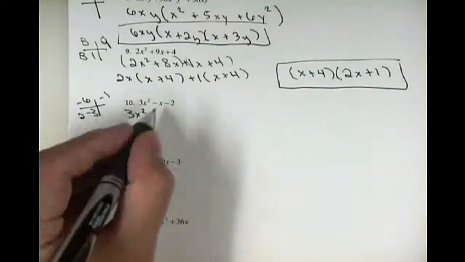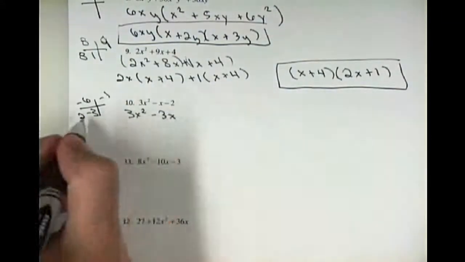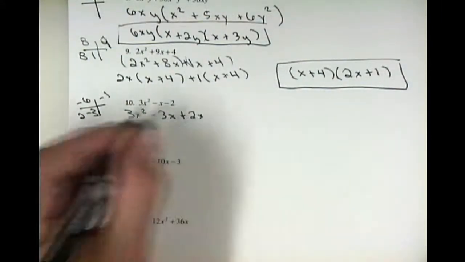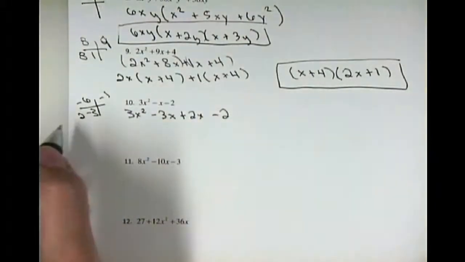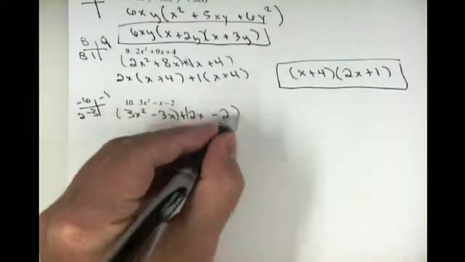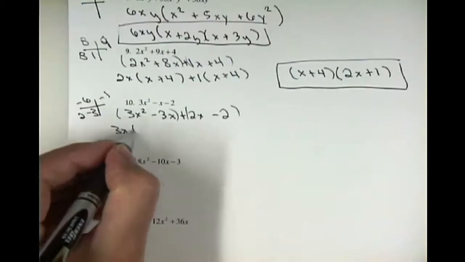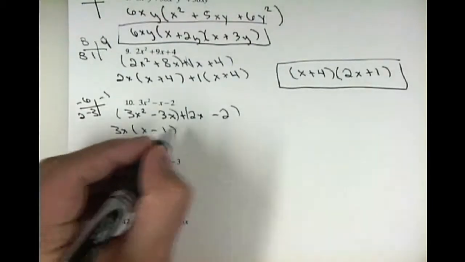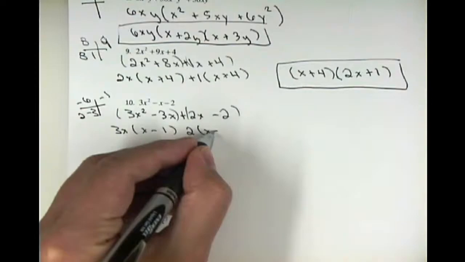3x squared, let's switch it up a bit. Minus 3x, write it out of order. Plus 2x minus 2. Draw parentheses around the first two things, the last two things. Take out what you can from the first set. Take out what you can from the second set.